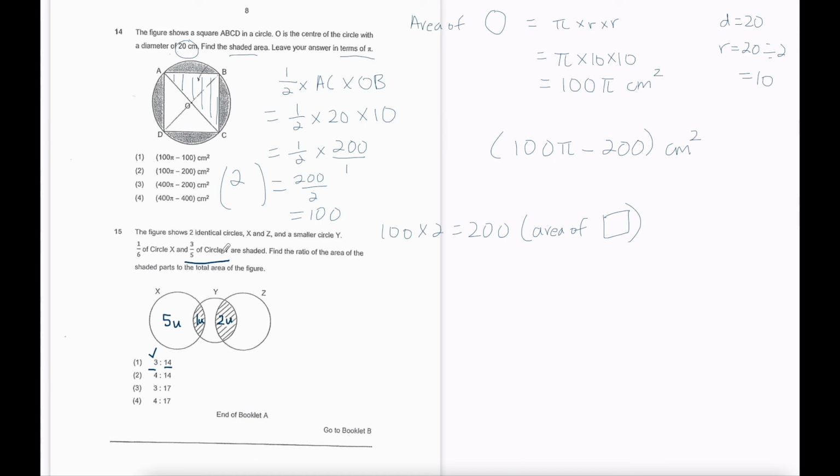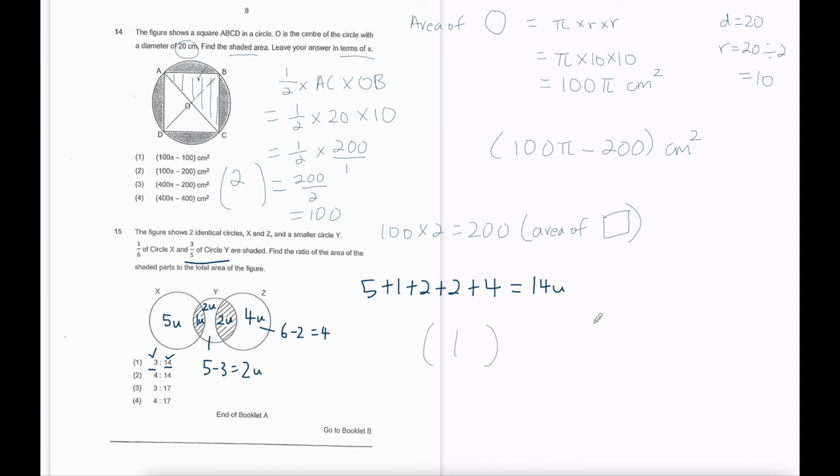If 3 over 5 of circle Y is shaded, so there's 3 units shaded now. What is this part here? It will just be 5 minus 3, which is 2 units. So there's 2 units that's unshaded for circle Y. Like I said, circle Z adds up to 6 units because it's the same as circle X. So if it's 2 units, this part will be 6 minus 2, which is 4 units. So let's add it together: 5 plus 1 plus 2 plus 2 plus 4. I'm going to get 14 units. So my answer will be number 1.